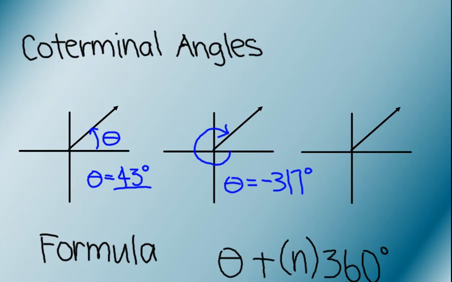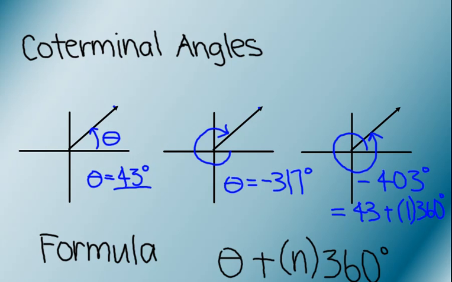These are coterminal angles because they're both in the exact same position on the graph, and yet they're written in different ways. Another way that we could do this, for example, would be to have an angle that goes around, and this would be 403 degrees. But we could also have written that as 43 plus one loop times 360 degrees of that loop. So those are the same definitions. So we have this nice formula where theta plus any integer n times 360 will give a coterminal angle for the original theta angle.